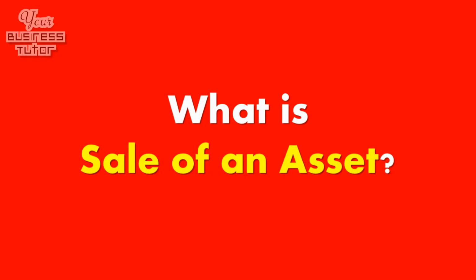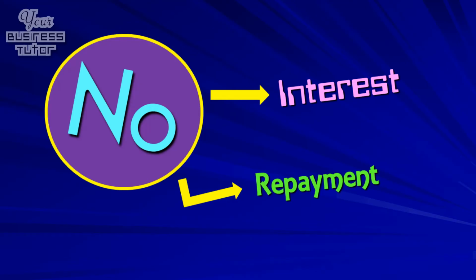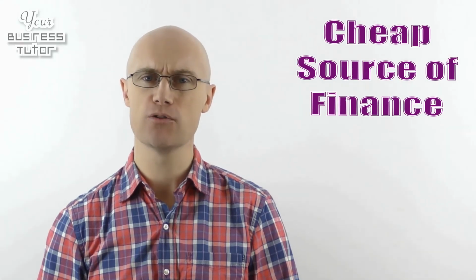Okay, let's now move on to look at the sale of an asset as a source of finance. This internal source of finance raises money for a business by selling assets that a business no longer needs. For example, this could be old vehicles, premises the business has closed down, or unprofitable parts of their organisation. As you can see, given the money raised comes from the organisation's own sources, it means no interest will be charged and it won't have to be repaid. This of course means that selling an asset is a very cheap source of finance.